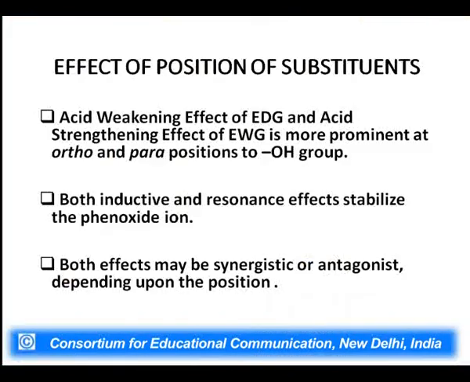Now, not only this, we have to look into the relative position of the substituents. Like if I talk of a nitro group, whether this nitro group is present at ortho or para position to the OH group or at meta position. And we know, and we'll be seeing in these further examples also, that the acid strengthening effect of electron withdrawing groups, or acid weakening effect, is more prominent when these groups are present at ortho or para positions to OH.